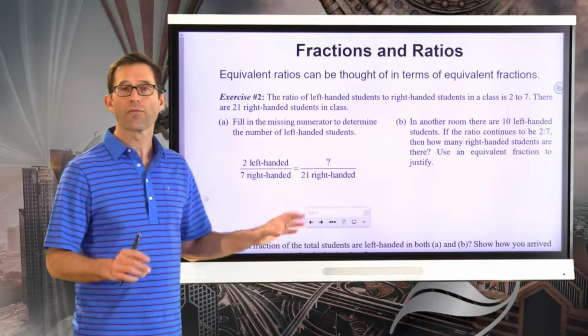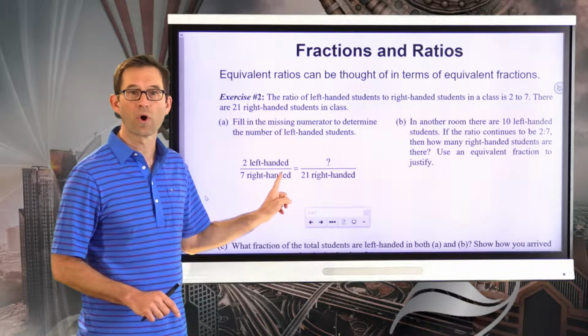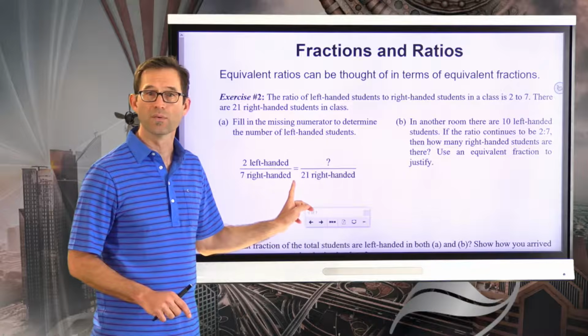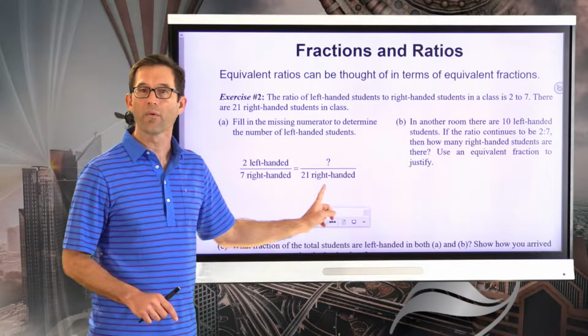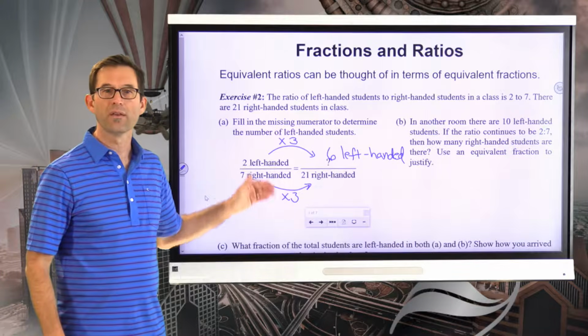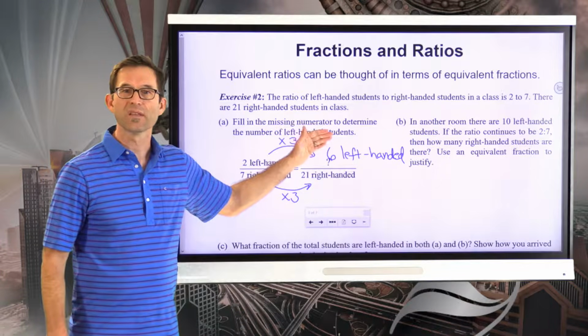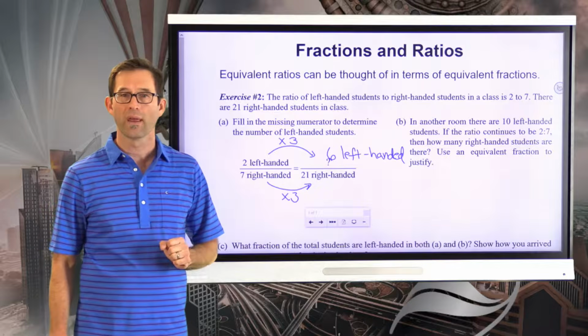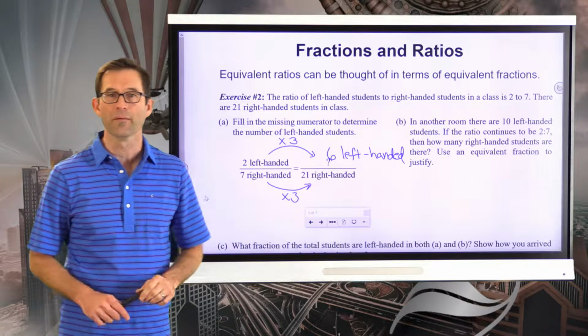Now what I've done is I've created a fraction, 2 left-handed students per 7 right-handed students. Well, if I really have 21 right-handed students, then I think to myself, well, I would multiply by 3 to go from here to here. So likewise, if I multiply by 3 here, I will get 6 left-handed students. In other words, 2 to 7, 2 left-handed to 7 right-handed, is the same as 6 left-handed to 21 right-handed. Let's take a look at letter B.